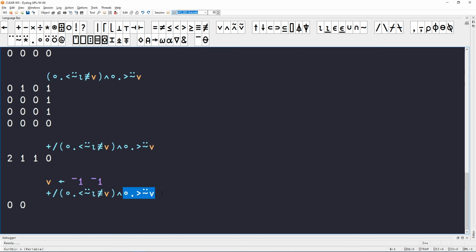So we can look at this outer product as computing a bunch of intermediate results, and then we use a Boolean mask to filter out the ones that we do not care about. So this is a fairly common pattern in, or at least I find it a fairly common pattern in APL.